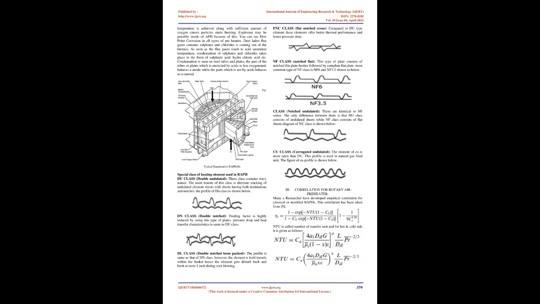You can see dew point corrosion in all types of preheaters. Dust-laden flue gases containing sulfates and chlorides come out of the furnace. As soon as the flue gases reach acid saturation temperature, condensation of sulfates and chlorides takes place in the form of sulfuric acid, hydrochloric acid, etc. Condensation is seen on steel tubes and plates. The part of the tubes or plates which is encircled by acids is less oxygenated and behaves as anode, while the parts which are not covered by acids behave as cathode.